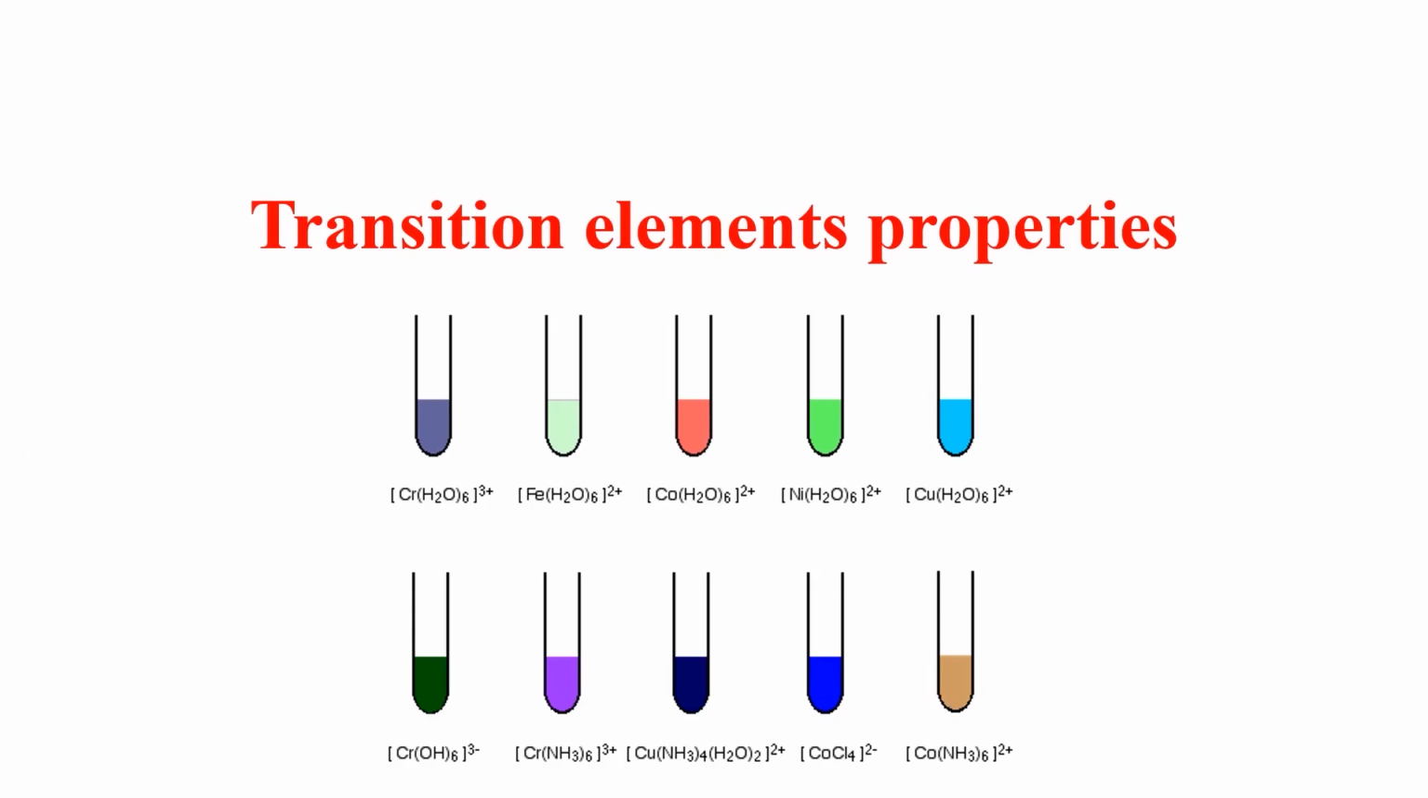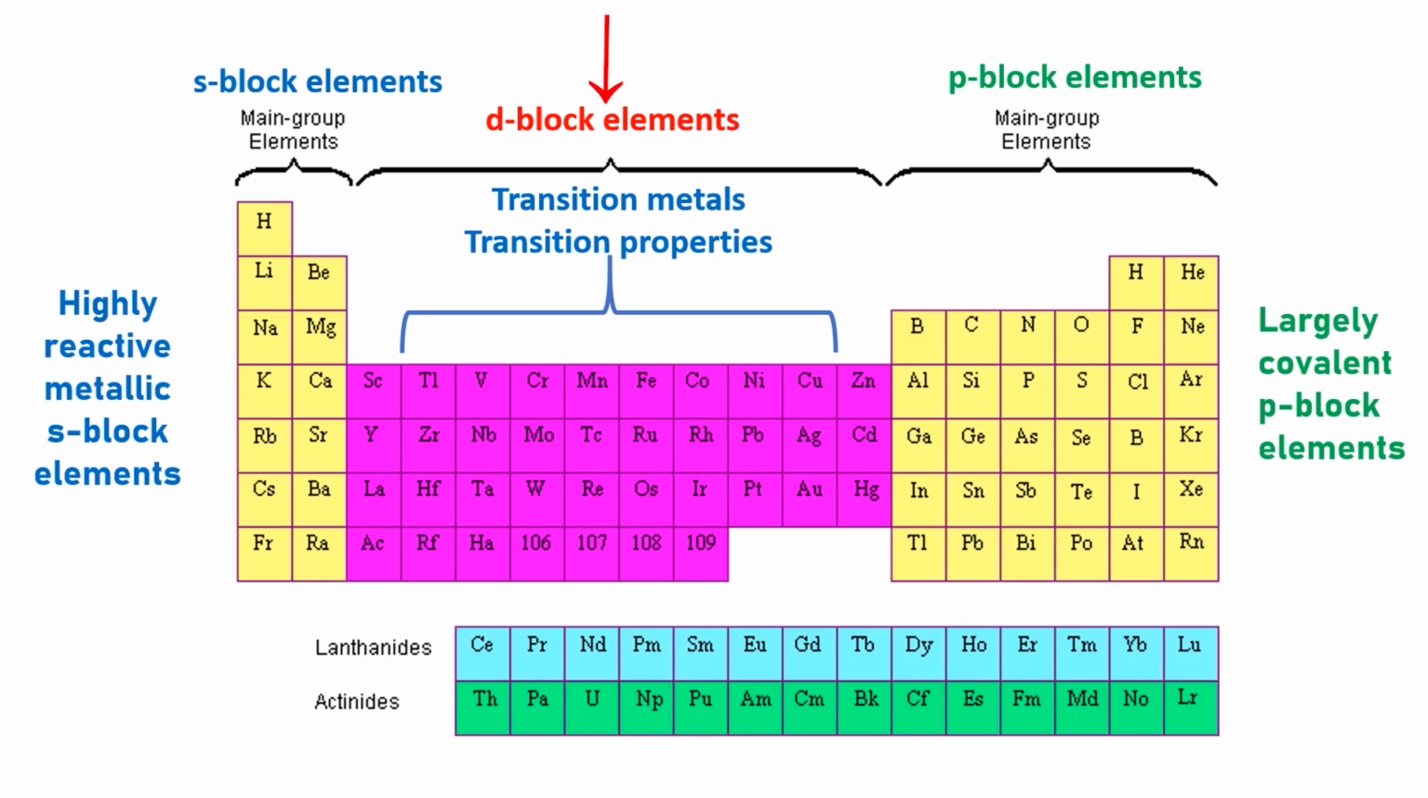Transition elements are elements that lie in the middle of the periodic table. With this position in the periodic table, it seems clear that these elements have partially filled d orbitals. Based on the location of transition elements, we expect them to have properties that lie between the metallic S block elements and the P block nonmetals.